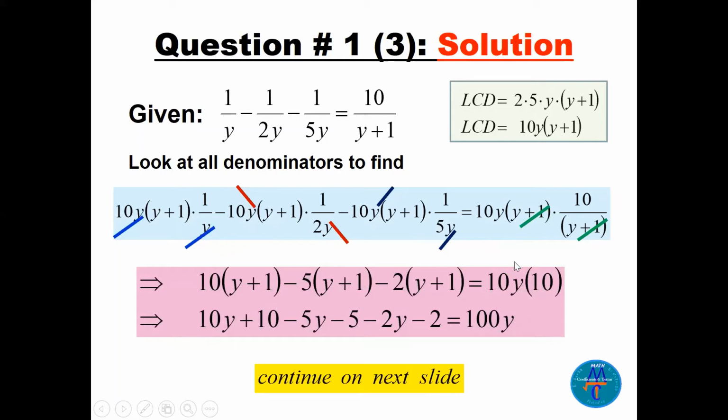What do you see here? Magic. What is magic? Equation with no fractions. That's the given equation here, and this one the magic. Just simplify the magic. 10y plus 10 minus 5y minus 5 minus 2y minus 2 is equal to 100y. On the next slide, take all the y's on one side, the numbers on the other side, you know the story, and then you can find the y.